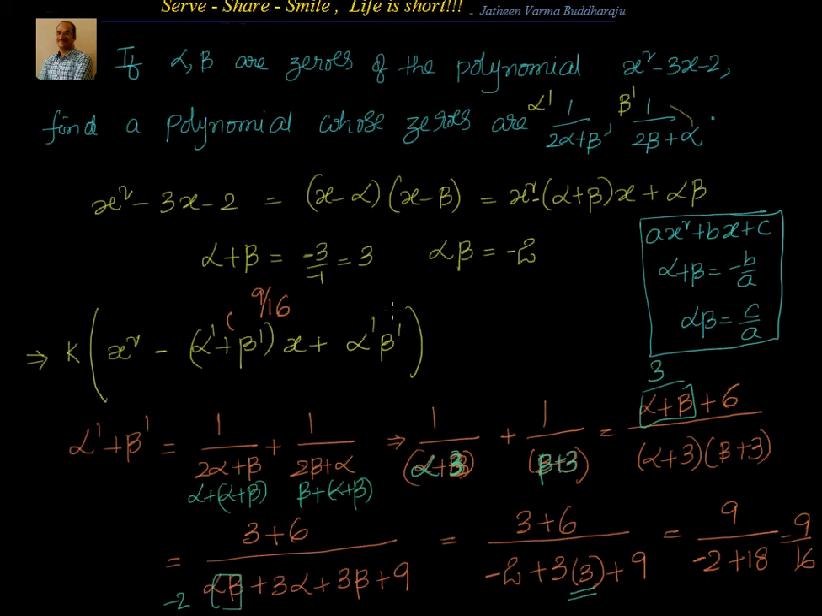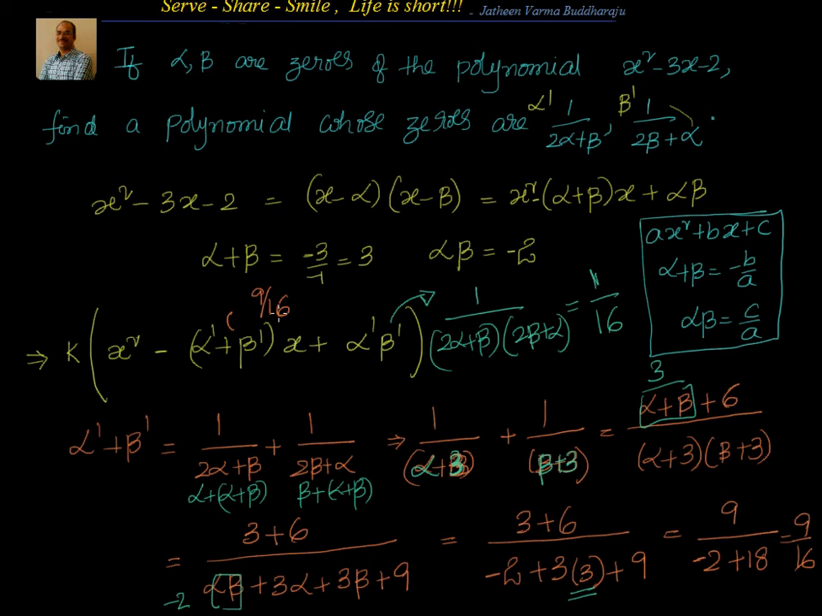Now what is alpha dash beta dash? Alpha dash beta dash is nothing but you have to multiply 1 by 2 alpha plus beta into 1 by 2 beta plus alpha. This is nothing but our denominator, and we have done that already here. The value we got for that is 1 by 16. You can cross check that.